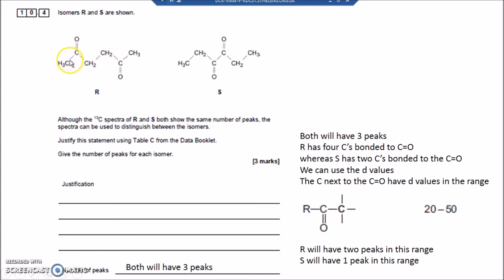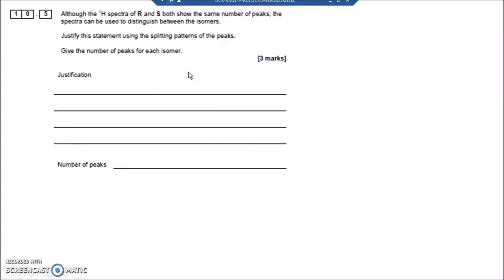So let's have a look at the splitting pattern. That CH3 there and that CH3 there is bonded to a C with no H's. So that's going to give a singlet. This CH2 is bonded this way to a CH2, so that's going to be split into a triplet by those two H's. So R gives a singlet and a triplet. Whereas S gives, that CH3 is going to be split by a CH2 into a triplet, but this CH2's H's are going to be split into a quartet, so that's going to give a triplet and a quartet. And so it's the splitting patterns that are going to be able to determine which isomer is which.